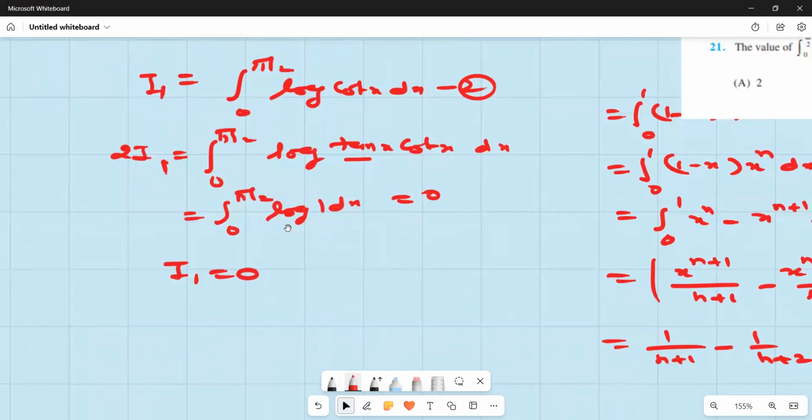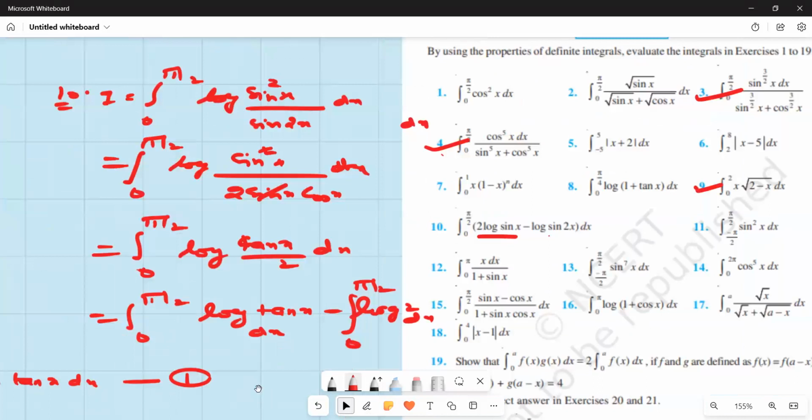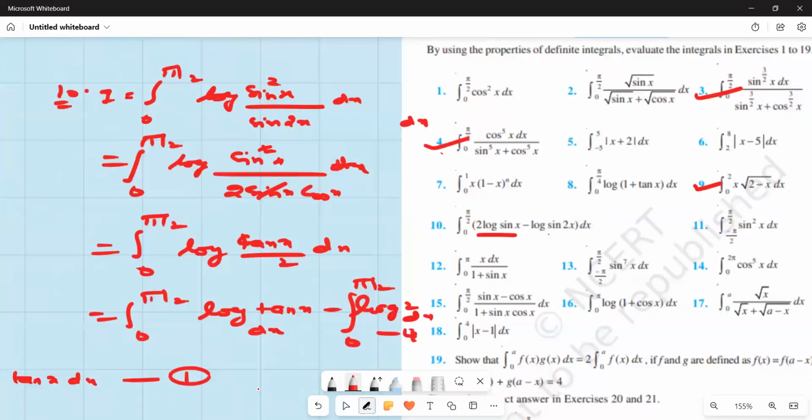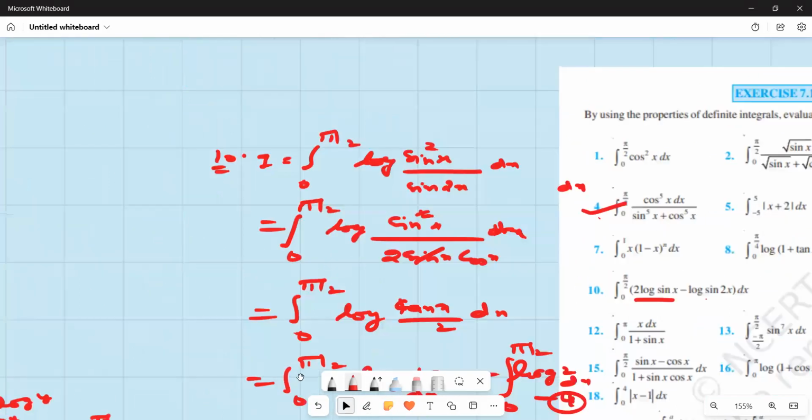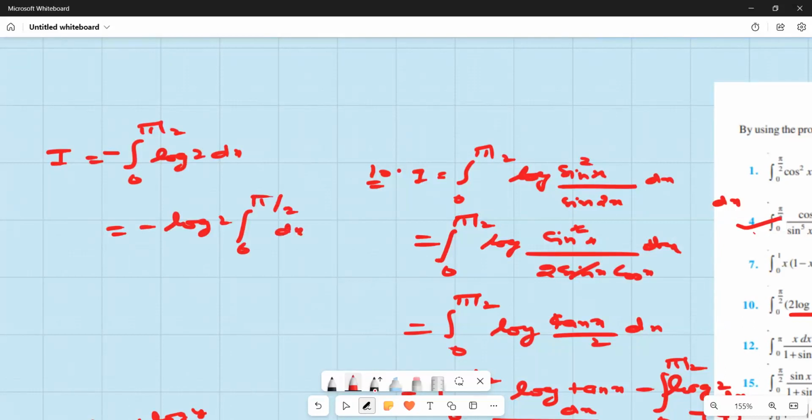So you can give this as 3, this as 4. So from 3 and 4, what are you getting? This value is 0. So you are just left with I is equal to 0 to pi by 2 minus log 2 dx. Log 2 is constant, take it out. So minus log 2, 0 to pi by 2 dx, which is equal to x. So the upper value you will put, that will be pi by 2. So this is the answer.